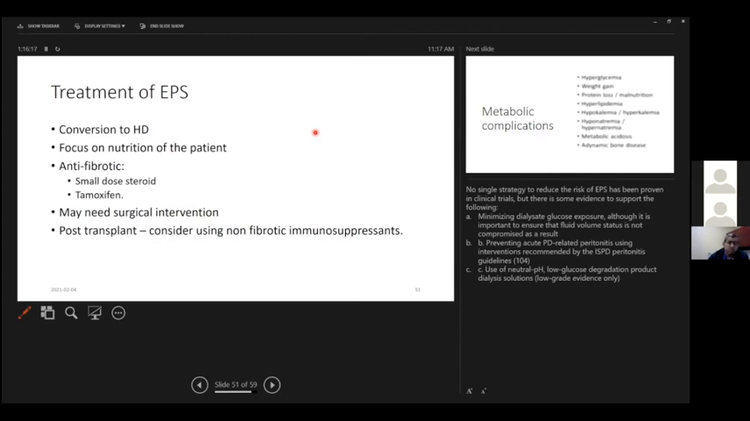Sometimes if the patient is really having abnormal distension, you may get a surgical opinion for adhesiolysis, but adhesiolysis actually sets up a vicious cycle. If the patient gets transplanted, you can consider non-fibrotic immunosuppressants, which are nothing but sirolimus and everolimus, rather than using tacrolimus or cyclosporine, which are fibrotic in nature.